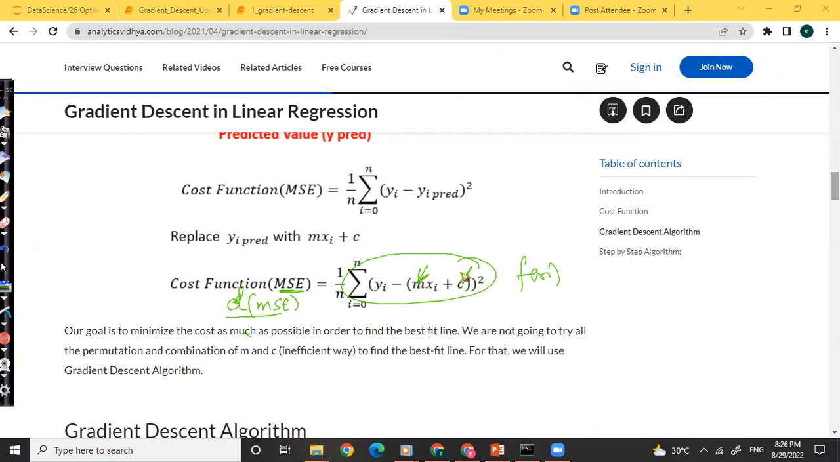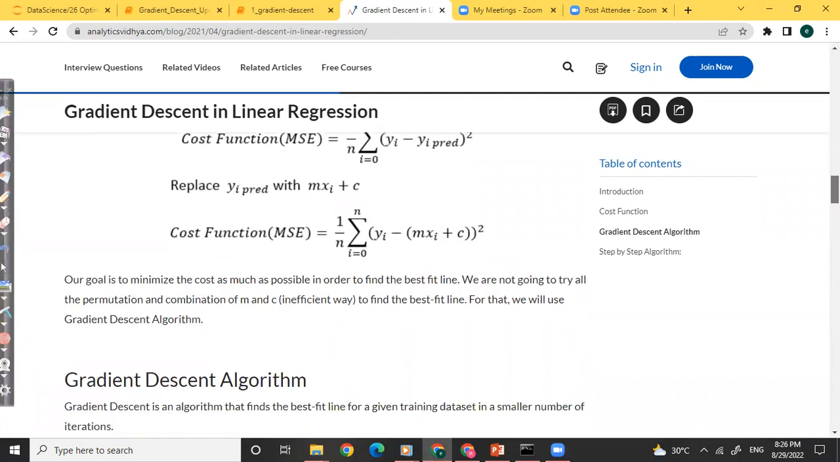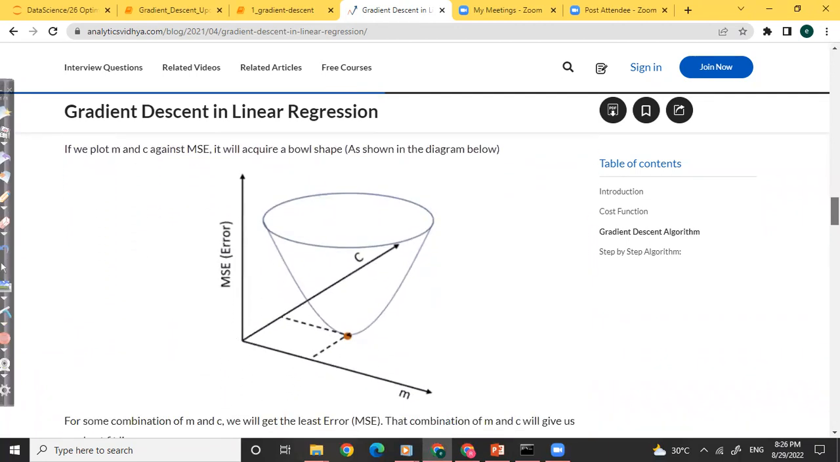We have two variables, m and c. So we differentiate the cost function with respect to m: d of cost function by dm. This is one differentiation. Another differentiation is d of cost function with respect to c, dc. We have to find two differentiation functions, with respect to m and c. For various m and c, this one is a 3D diagram. Okay, one axis is error.